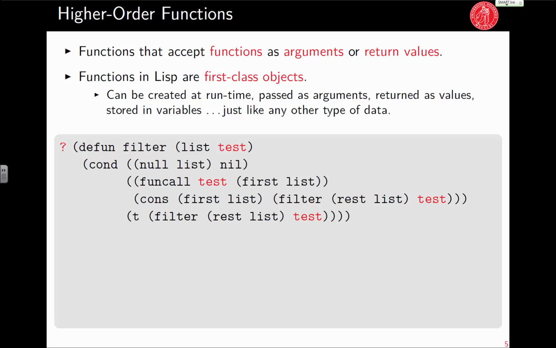When the predicate is not satisfied, so the default case here, the test in the third cond clause is t, the symbol that evaluates to itself, which is interpreted as true. Then the current first element does not satisfy the test, so it must not be part of the result. Hence I just recurse over the rest and effectively discard the first element. That's an idiom.